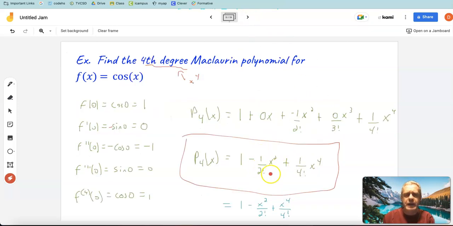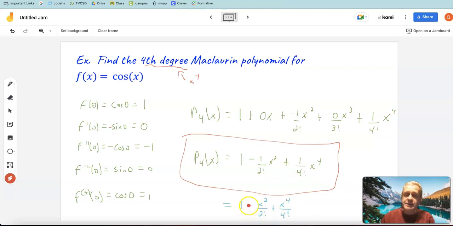In a similar fashion, last time we found the fourth degree Maclaurin polynomial for cosine of x, and after we simplified things down, this is what we were left with. Again, especially with the x squared term and the x to the 4th term, I just rewrote them as one fraction.